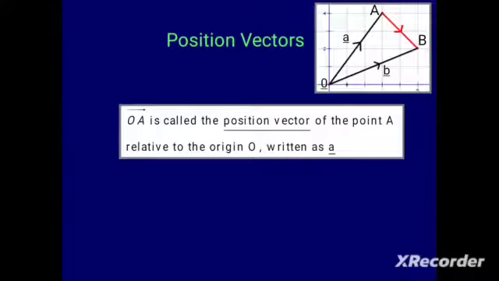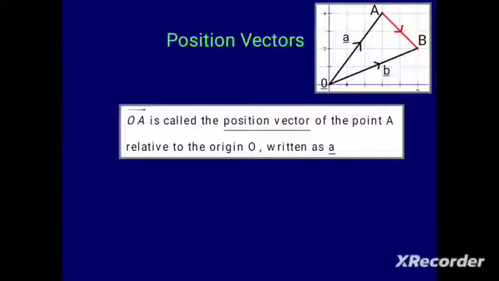Now, still on position vectors, we have vector OA represented by the small vector a, and vector OB, which is the position vector of B, represented by the vector b, and the position vector OA is represented by the vector a.